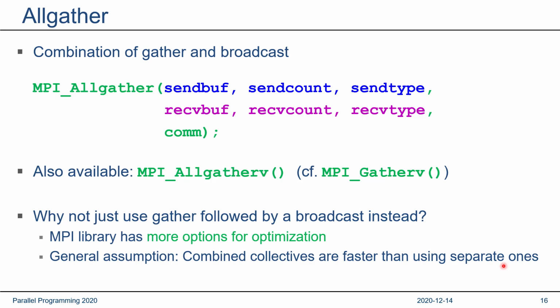So again, there's this general assumption that combined collectives like all-gather are faster than using separate ones like gather and broadcast. As you might have imagined, there's also a flexible variant, all-gather V, which corresponds to gather V and can handle different chunk sizes per rank.